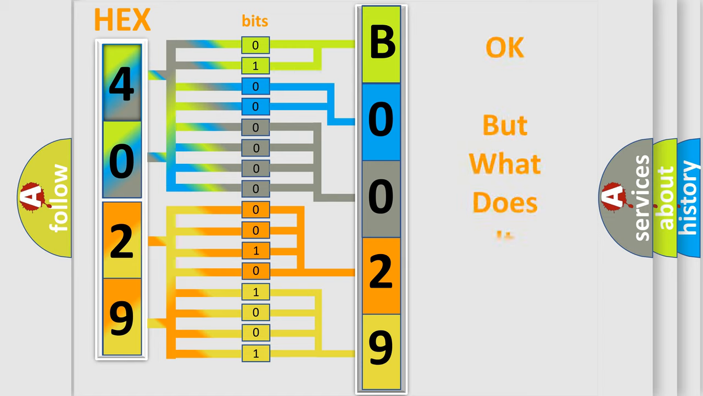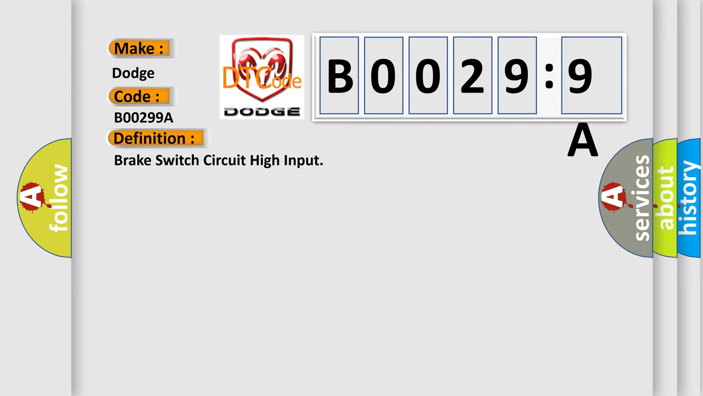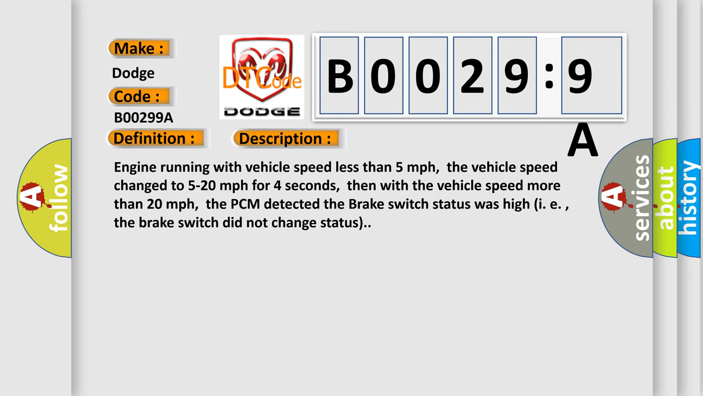The number itself does not make sense to us if we cannot assign information about it to what it actually expresses. So, what does the Diagnostic Trouble Code B0029-9A interpret specifically for Dodge car manufacturers? The basic definition is brake switch circuit high input. And now this is a short description of this DTC code. Engine running with vehicle speed less than 5 miles per hour. The vehicle speed changed to 5 to 20 miles per hour for 4 seconds. Then with the vehicle speed more than 20 miles per hour, the PCM detected the brake switch status was high, i.e., the brake switch did not change status.